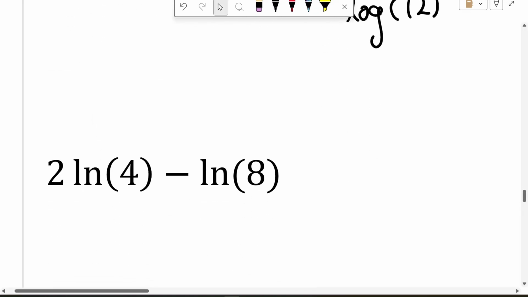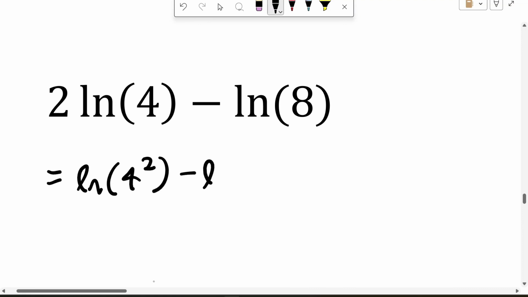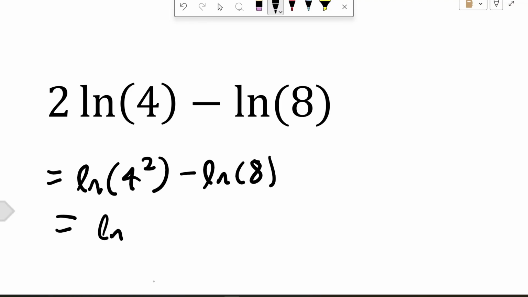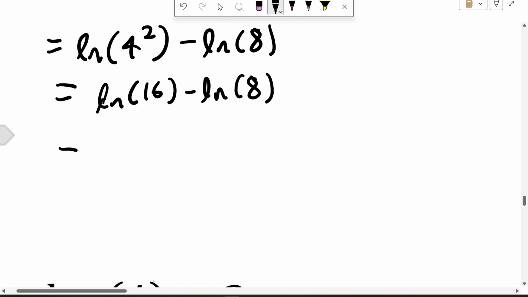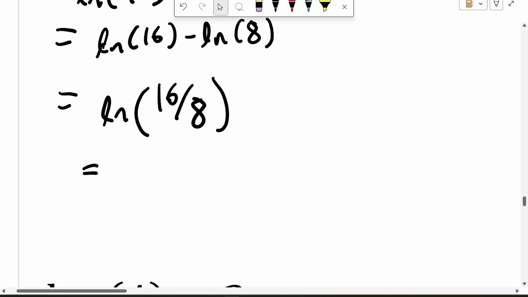Next one here, we've got to use log laws on the first bit. So this first bit will become log of 4 squared. 4 squared is 16. So that will become log of 16 minus log of 8. And then the log laws tell us here that a subtraction will turn into a division. So this becomes log of 16 over 8. Plus turns to times, take turns to divide. 16 over 8 is 2, so this is log of 2.